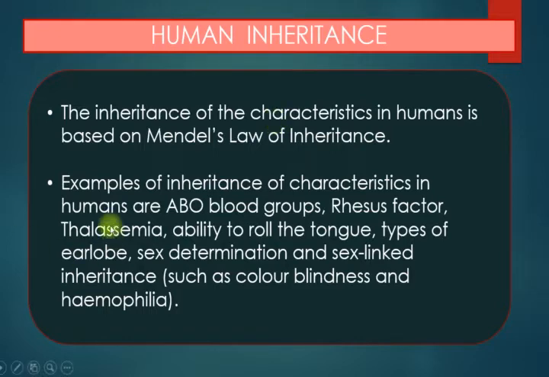Next, we will discuss examples of inheritance of characteristics in humans, which are ABO blood groups, rhesus factor, thalassemia, ability to roll the tongue, types of earlobe, sex determination, and sex-linked inheritance, such as color blindness and hemophilia. All of these refer to human inheritance, the inheritance of characteristics in humans.